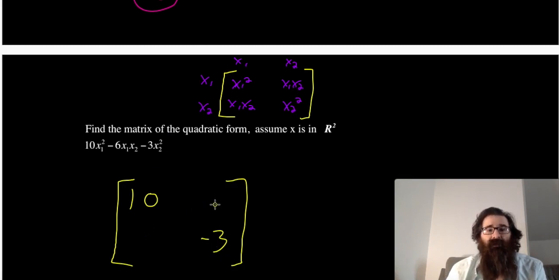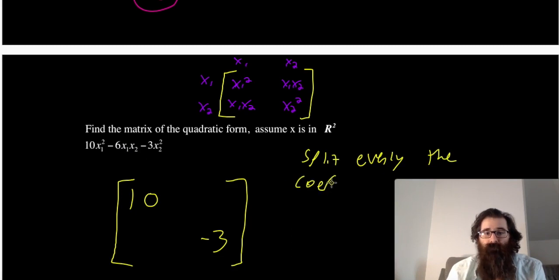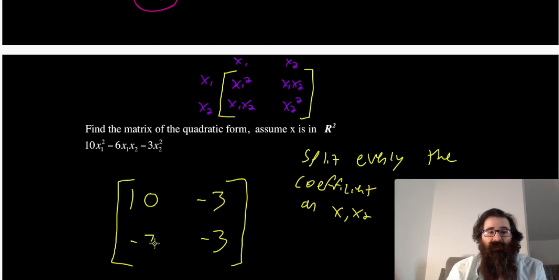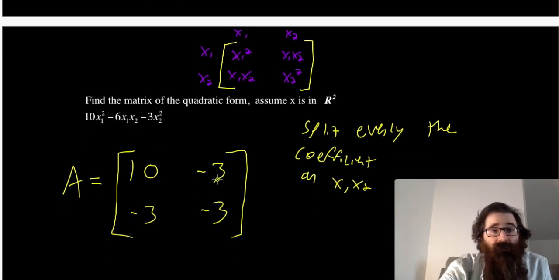Now the only thing that's left are the spots for x1 x2. And I want this to be a symmetric matrix. To make sure that it's symmetric, we have to split the coefficient into those two different entries. We need to split evenly the coefficient on x1 x2. It's a negative 6 right now, but if I cut it in half, it's a negative 3. So in my x1 x2 positions, I want to split it evenly. We're sharing. So negative 3 and negative 3. And this makes up the negative 6 x1 x2. So this is how I would build this symmetric matrix, which we can call A. Maybe it's a little bit strange.